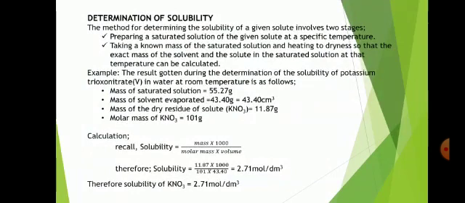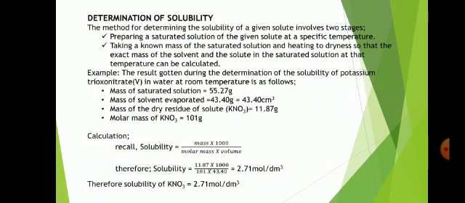Determination of solubility. The method of determining the solubility of a given solute involves 2 stages. The first stage is to prepare a saturated solution of the given solute at a specified temperature. The next stage is to take part of the solution that you have prepared, evaporate it to dryness, and analyze the mass of the solute and the mass of the solvent that is evaporated.